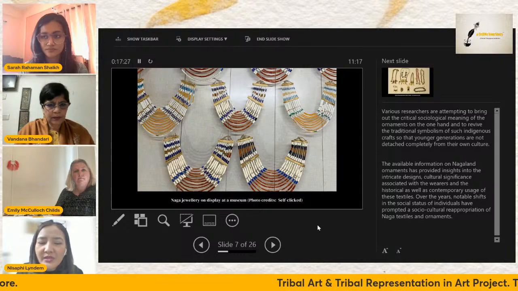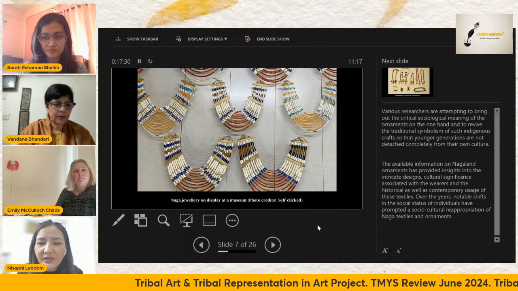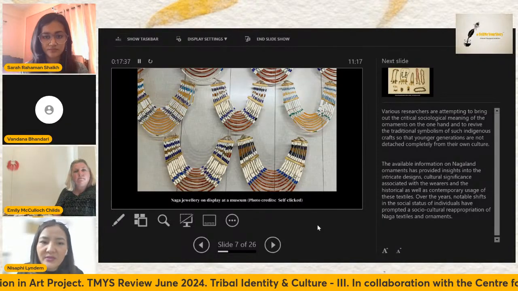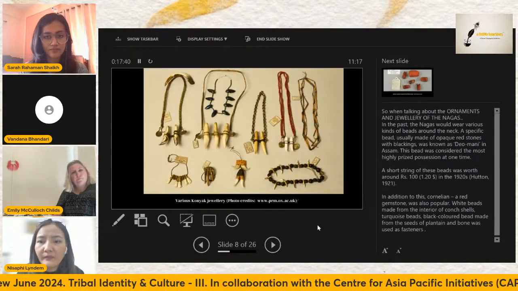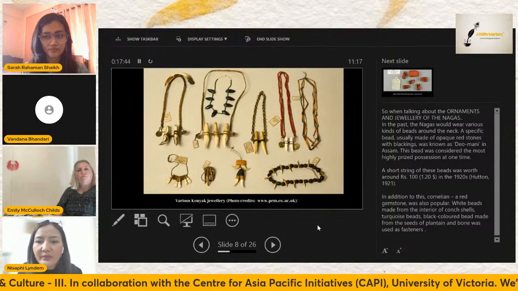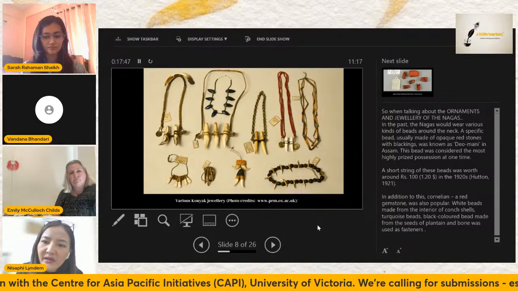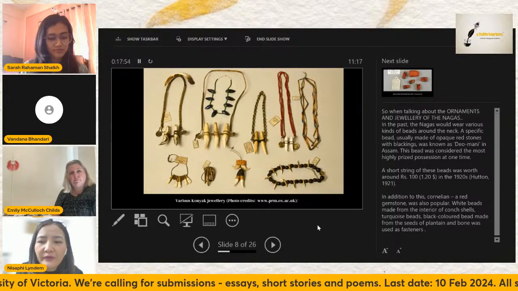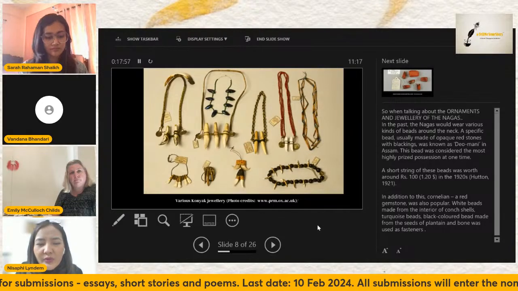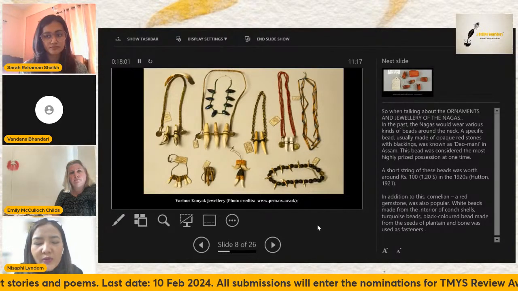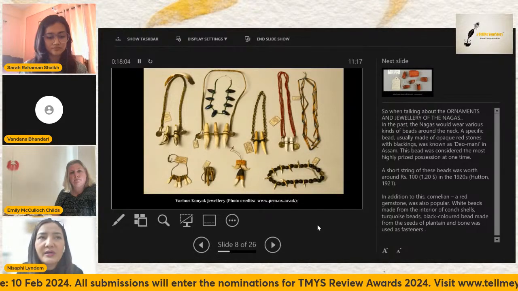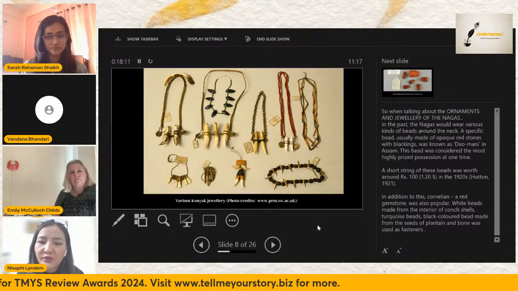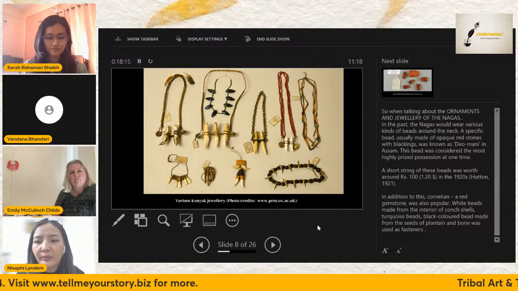But over the years, notable shifts in the social status of individuals have prompted a socio-cultural reappropriation of the Naga textiles as well as the ornaments. And when we're talking about ornaments and jewelry of the Nagas, in the past, the Nagas would wear various kinds of beads around the neck. A specific bead, usually made of opaque red stones, known as Diomani in Assam, was one of the most prized possessions at one time. A short string of these beads was worth around 100 rupees in the 1920s, which was about $1.20.